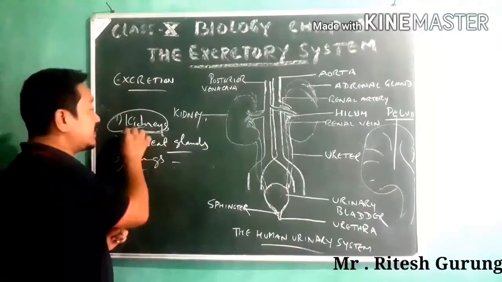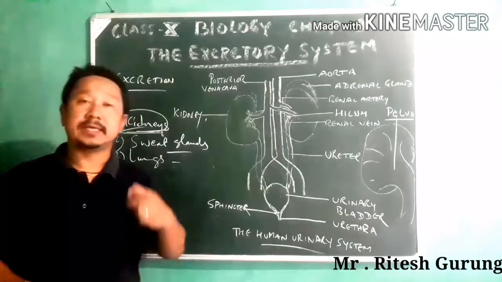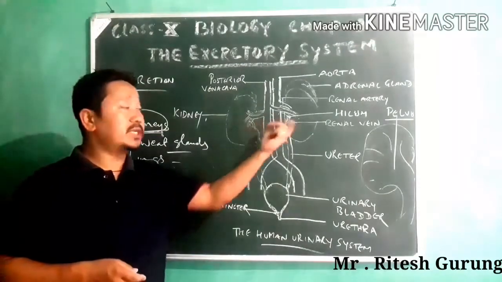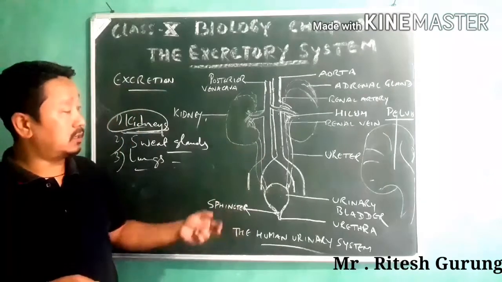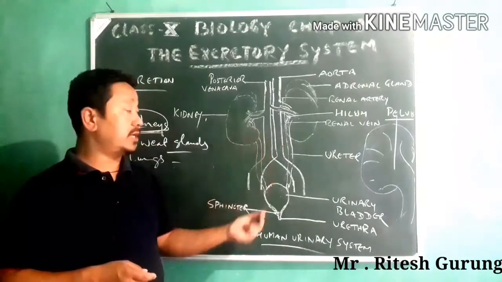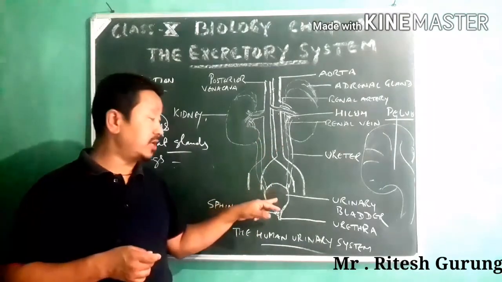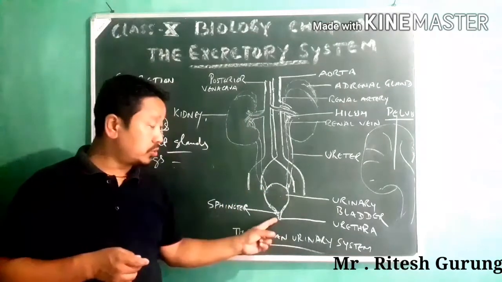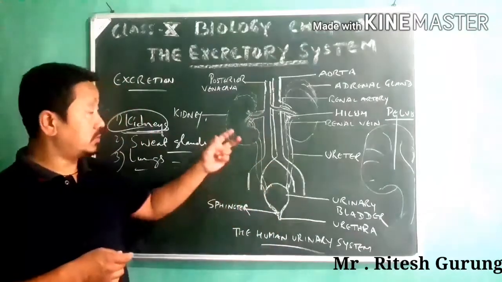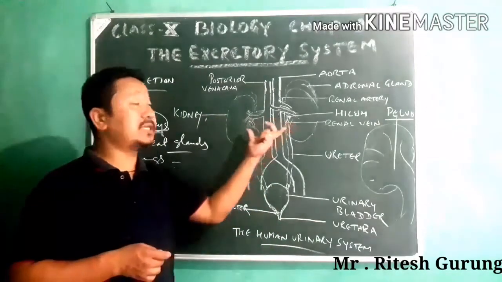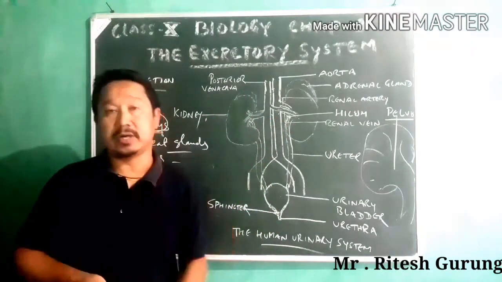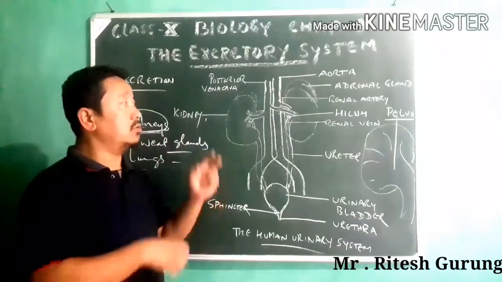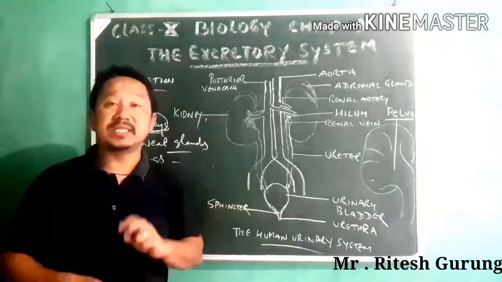Now we'll see the kidneys, the chief excretory organs. Urine is formed, and from there it is passed down to the urinary bladder, and from the urinary bladder it is thrown out through the urethra. That's why these two kidneys are the chief excretory organs. Now we'll talk about how they are constituted first.